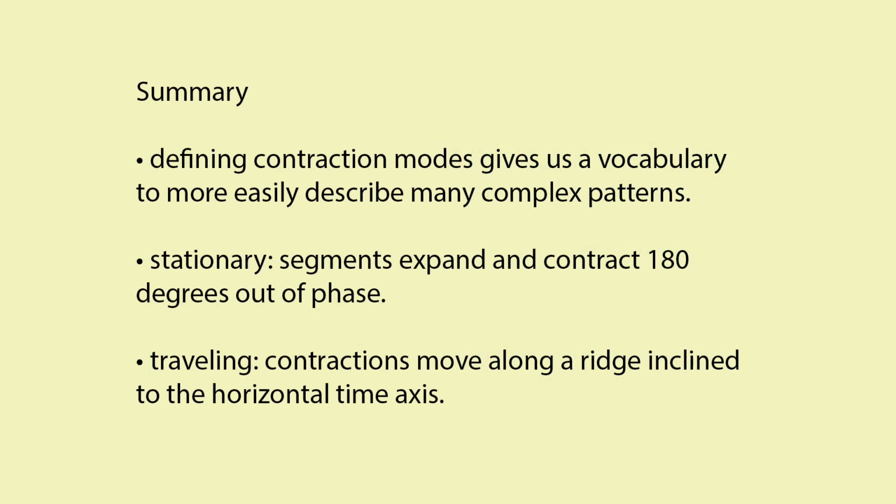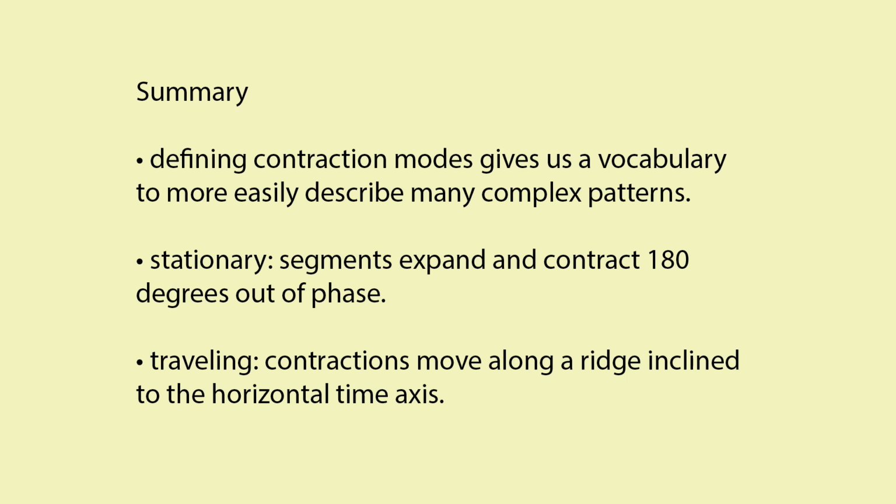There are many patterns of contraction observed in detached ampulla, but they can all be described as sums of two basic types: stationary and traveling. The stationary mode has one or more segments that contract and expand with other segments that move 180 degrees out of phase. Total volume is constant.